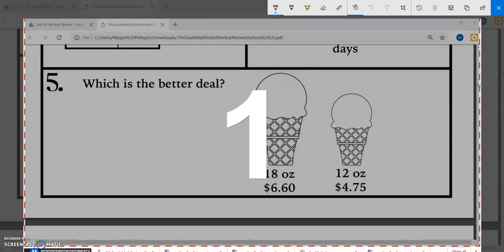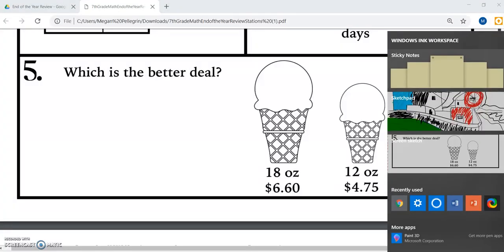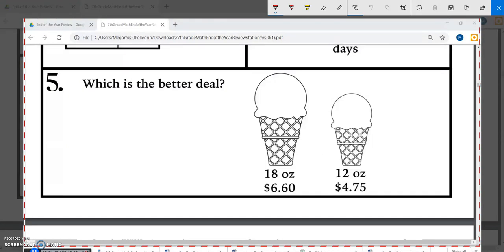Okay, which is the better deal? So the 18 ounce for $6.60 or the 12 ounce for $4.75. So we always do money over ounces. So we want to know how much it is for 1 ounce. So $6.60 divided by 18, I'm just going to divide that in my calculator.